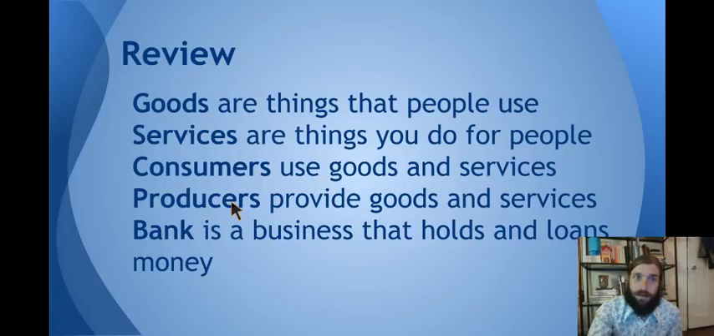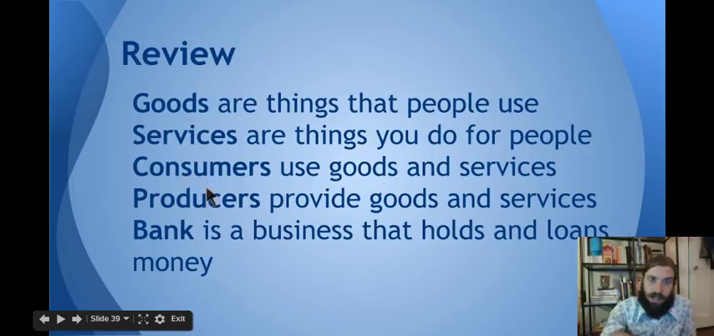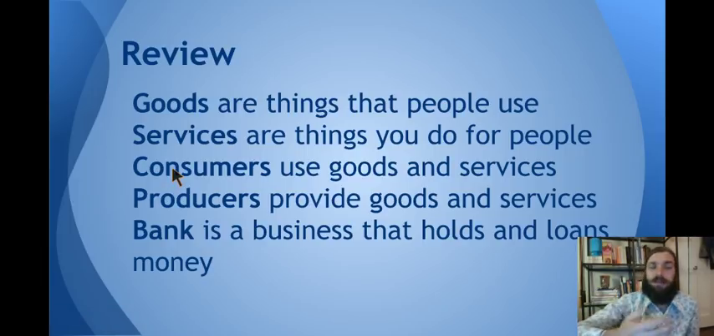Okay. So just a quick review. Goods are things that people use. Services are things you do for people. Consumers use goods and services, and producers provide goods and services. And a bank is a business that holds and loans money. So I want you to think about the bank, because the bank is important to producers and to consumers. All right. The bank can loan money to businesses who want to start a business, and also to consumers who need to buy more goods, want to buy a house. They need money to spend too. Okay. So a bank is good for everyone there.